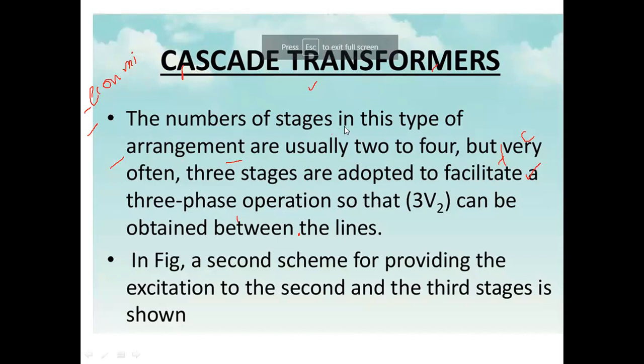The number of stages in this type of arrangement is usually two or four, but very often three stages are adopted to facilitate a three-phase operation so that 3V2 can be obtained. V2 is the denotation for the voltage we obtain on the secondary side. V1 is the voltage for the primary side. V2 is the voltage for the secondary side. So 3V2 means V2 plus V2 plus V2. In the figure, a second scheme for providing the excitation to the second and the third stage is shown.